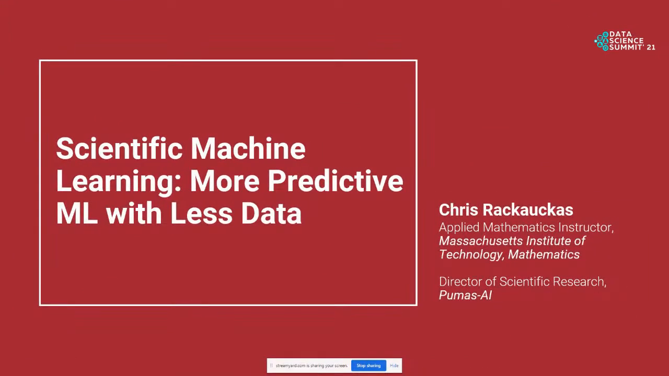Yep. So, hello. Thank you for the introduction. I'm Chris Rackauckas. I'm an applied math instructor at MIT and the director of scientific research at Pumas-AI. What I'm going to talk about today is scientific machine learning, right? It's this new discipline that's been popping up, which in a nutshell lets you get more predictive machine learning with less data. I want to explain why, heuristically, that would be true, how you do it, and what some of the results are that people have gotten in this field.